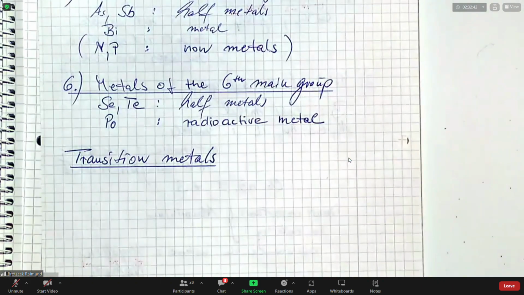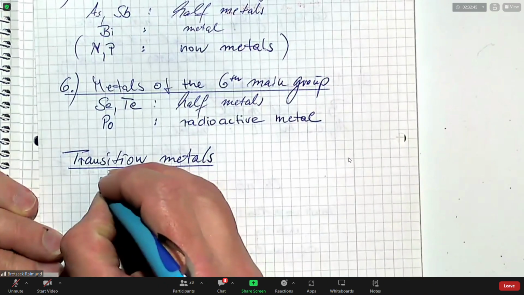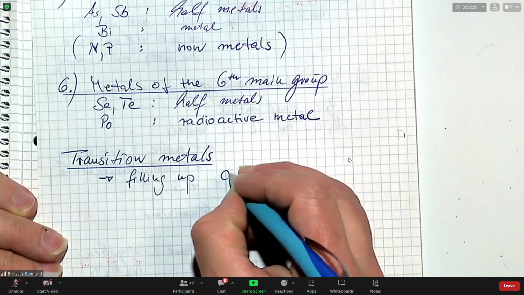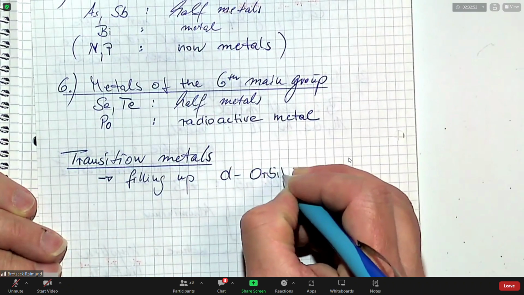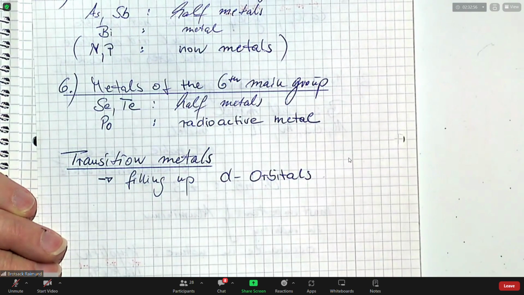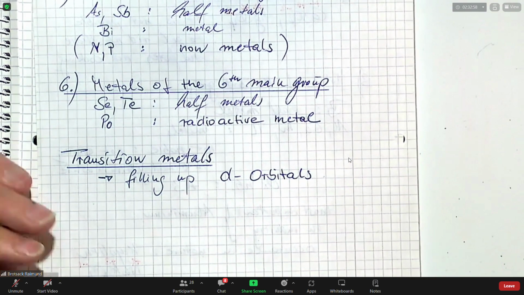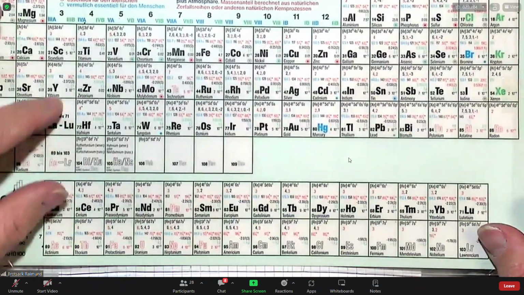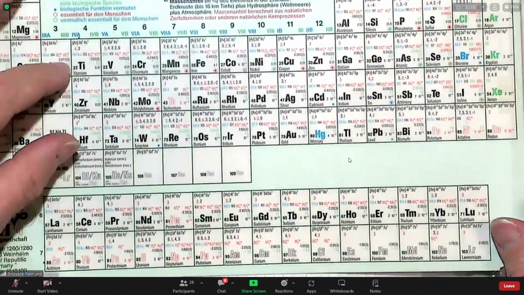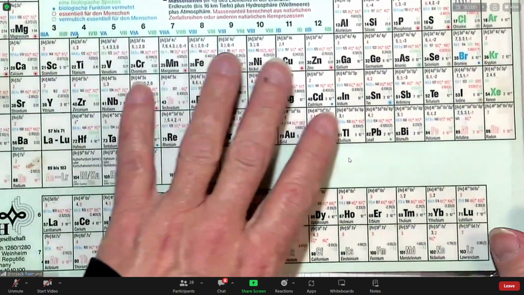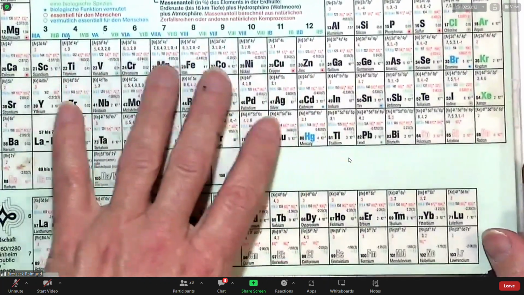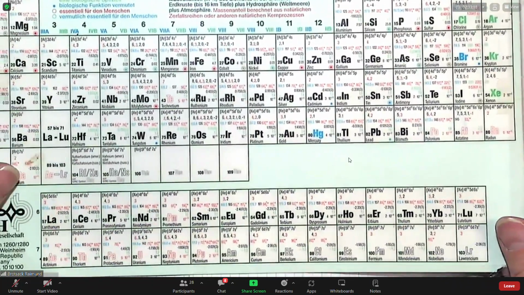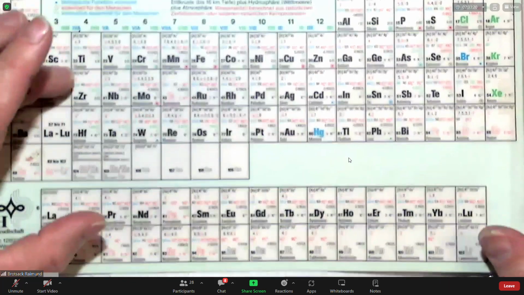So here we fill up the d orbitals. We know. And so here those in the beginning, they are what we call normal metals. The rest on the right side, all of them are heavy metals. Scandium, yttrium, and titanium here, these are normal.